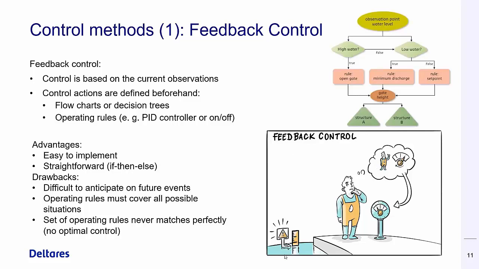This cartoon illustrates that we look at the current water level, for example, and then we know what to do. The advantage is that it's very easy to implement in practice, but also in modeling in software. It's very straightforward and easy to understand, but it's less easy to anticipate future events like we have seen before. Also the operating rules must cover all possible situations. This means that the set of operating rules we have, for example this flow chart here, will never match perfectly. So we more or less never have optimal control, and it's not the best that we can get out of the system.